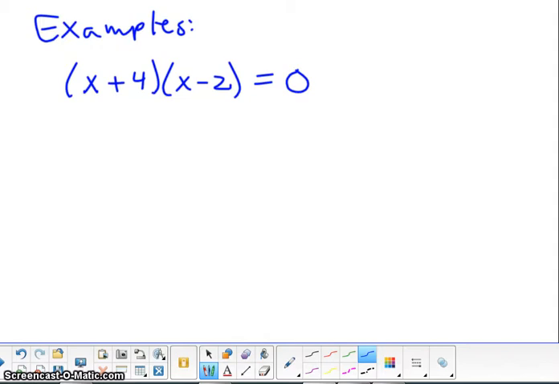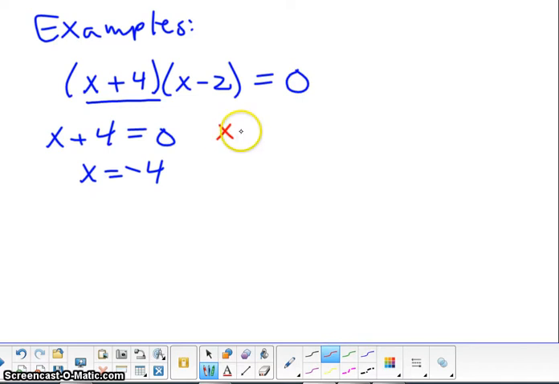So the first example is x plus 4 times the quantity of x minus 2, and that equals 0. So we have to figure out what are the values of x that are going to give you 0. So how you can use the zero product property is by setting the first one equal to 0, because in this case, if there's a 0 there, 0 times anything will give you 0. So one of the values of x could be negative 4. The other value of x, we're going to take the x minus 2 and set it equal to 0. So in this case, x is going to equal 2.